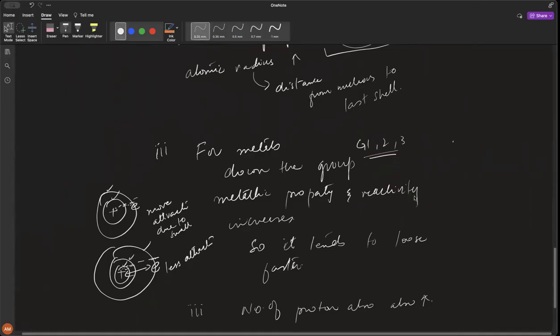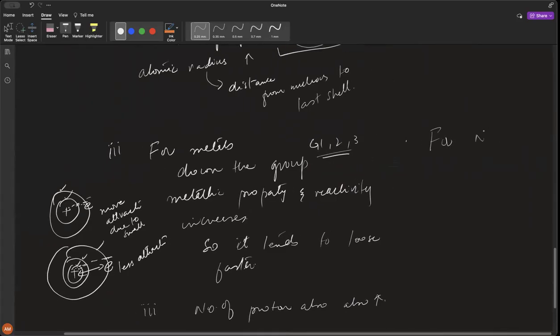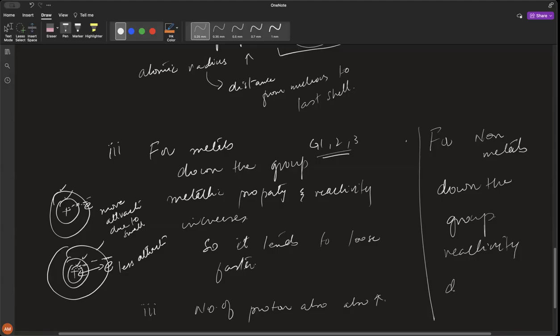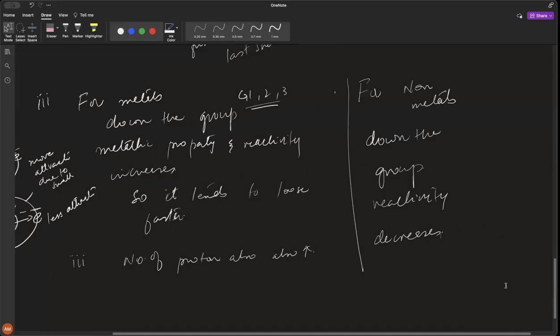If you go down the group for non-metals, reactivity decreases. You have to keep this in mind, okay? If you go down the group, the metallic property increases for all of them, for metals and non-metals.